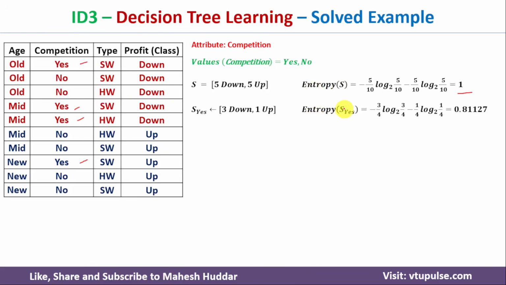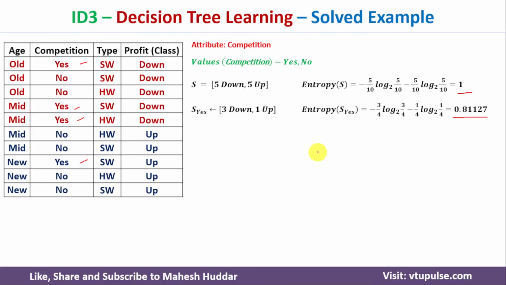So entropy of attribute value S is equal to minus number of down examples in the attribute value S divided by total number of S examples, into log of number of down examples in the attribute value S divided by total number of S examples to the base 2, minus number of up examples in the attribute value S divided by total number of S examples, into log of number of up examples in the attribute value S divided by total number of S examples to the base 2, which is equal to 0.81127.